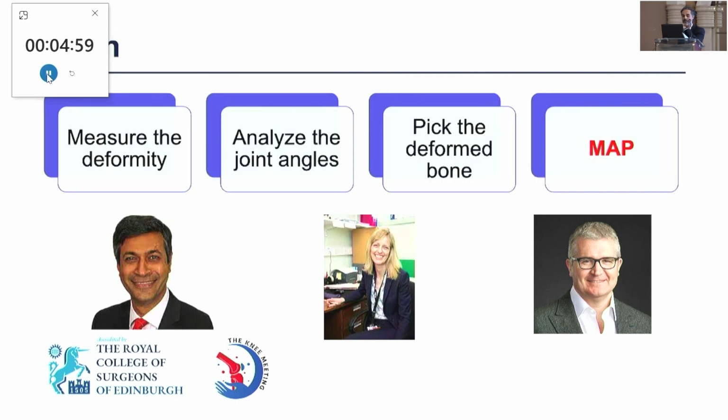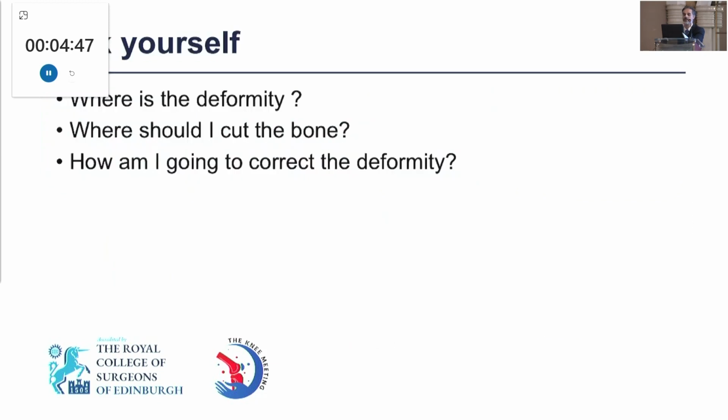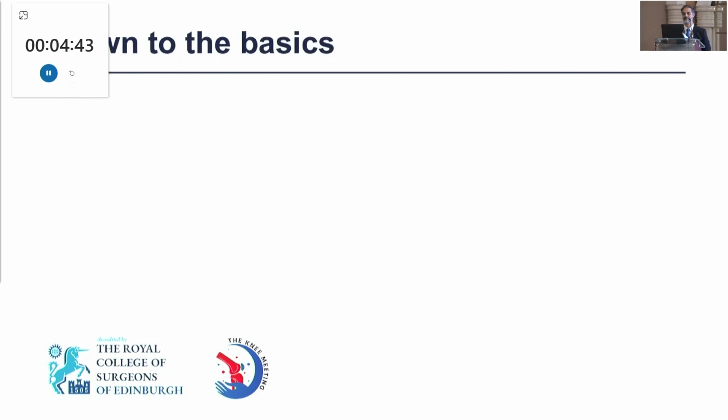So what I've learned from them is we go to measure the deformity, analyze the joint lines, and pick the bone that we're going to work on, map. We're going to ask ourselves, where is the deformity? Where should I cut the bone? And how am I going to correct it? Down to the basics, A, B, C.